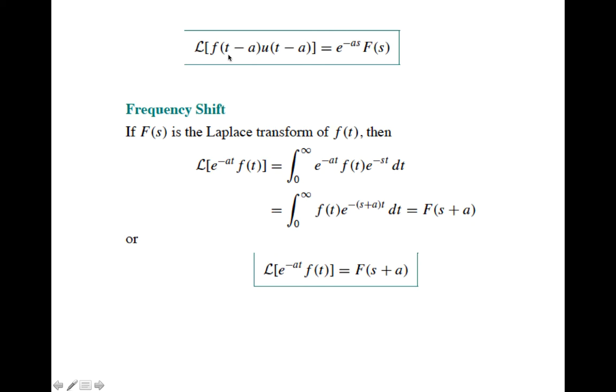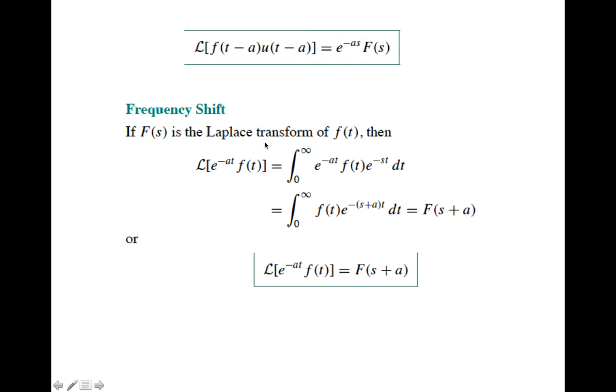In order to use the time shift property, both the function itself and the step function need to have the same time shift. If that's the case, then you end up with whatever the transform of the function would have been had it not been time shifted. So this F(s) is the transform of f(t), multiplied by e to the minus as, which is the consequence of the time shift.